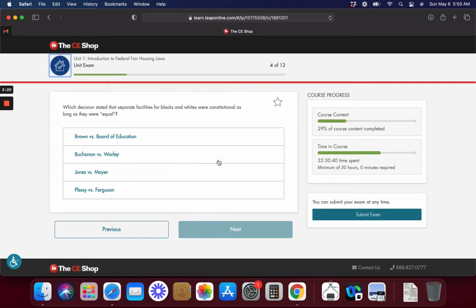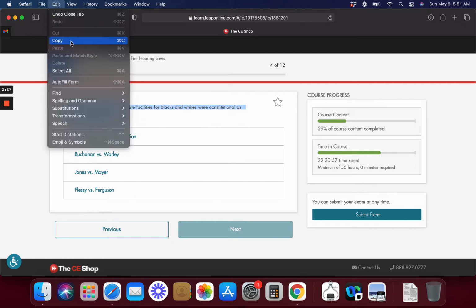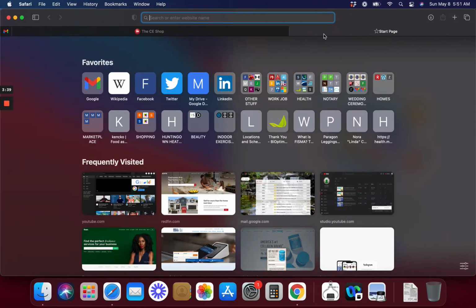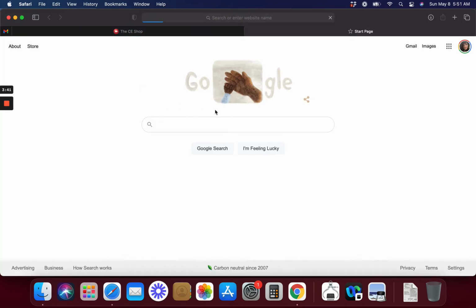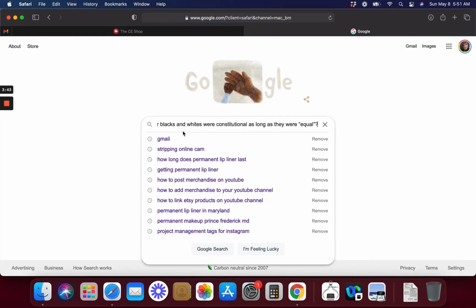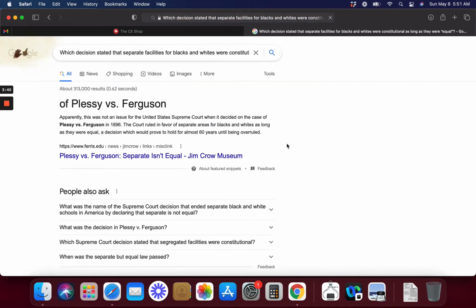All right, let's see. Which decision stated that the separate facilities for black and whites were constitutional as long as they were equal? Oh my gosh, I have no idea. I always do bad on these types of questions. All right, time for some Google. Let's see if Google can give us the answer. Oh, it's Plessy v. Ferguson. Okay.